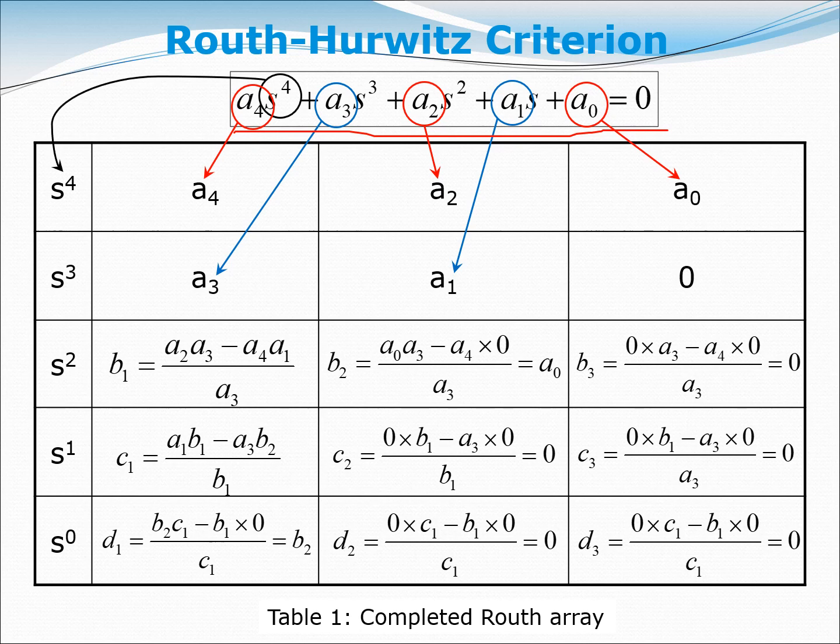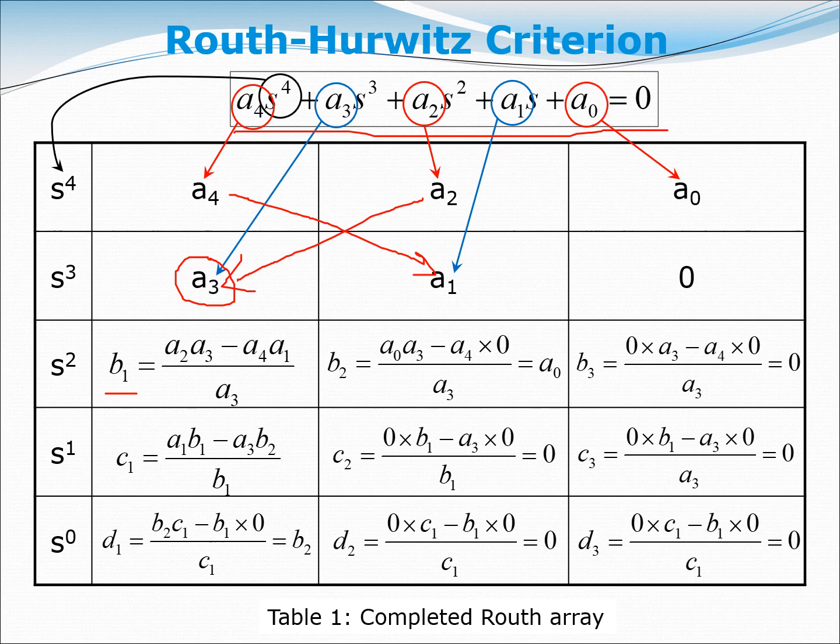After these two rows, for the third row and above, we need to use the following calculation. Let's see how to find b1. The calculation is that a2 you need to multiply with a3, then minus a4 multiplied with a1, and then divide by a3. I hope you know this sequence.